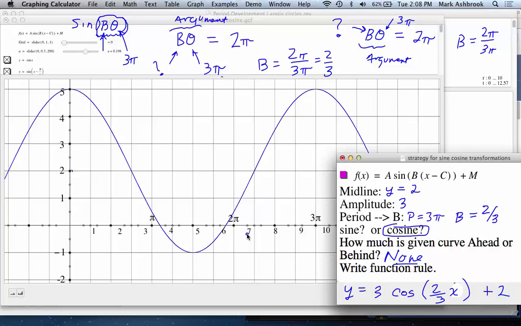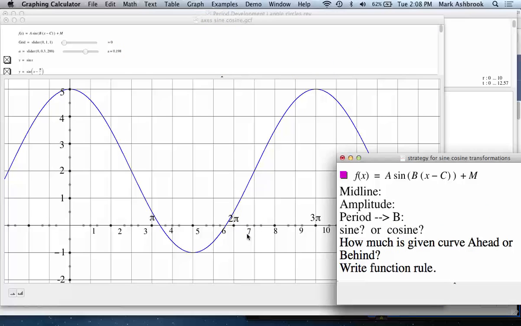Okay, how about the same one, write it as a sine function. So will the midline change when we write it as sine? Up and down? No. What about the amplitude? No. What about the period? Will it change the period? No. So the period is still going to be 3 pi. B will still be the same 2/3 we found before.